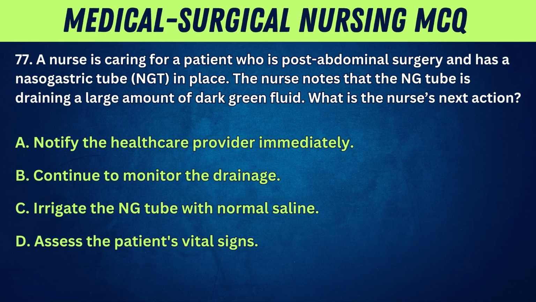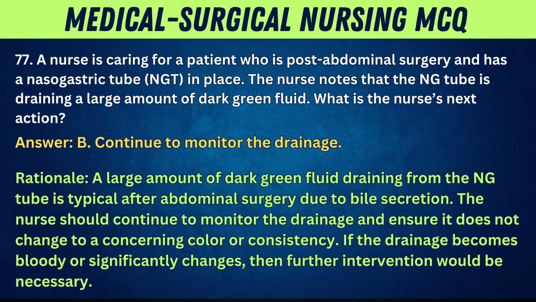77. A nurse is caring for a patient who is post-abdominal surgery and has a nasogastric tube, NGT, in place. The nurse notes that the NG tube is draining a large amount of dark green fluid. What is the nurse's next action? A. Notify the healthcare provider immediately. B. Continue to monitor the drainage. C. Irrigate the NG tube with normal saline. D. Assess the patient's vital signs. Answer: B. Continue to monitor the drainage.